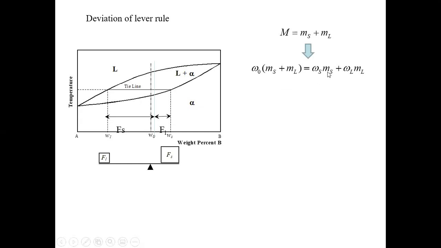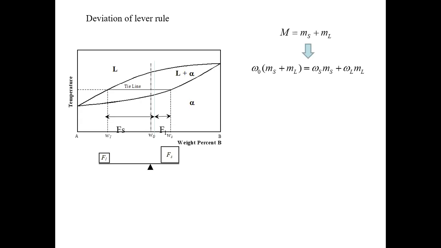And what is this term? Omega S times ms. ms is the mass of the solid phase, and omega S is its composition. So this is the total amount of solutes, B atoms, in the solid phase. For the same reason, this is the total amount of solutes in the liquid phase. Together, the two give you the total amount of B atoms after the phase transformation. And because the solutes are conserved before and after the transformation, this equation holds. Does this make sense to everyone?